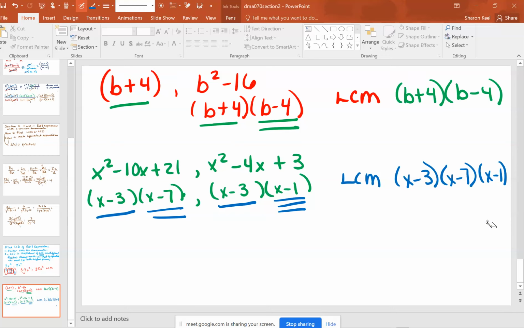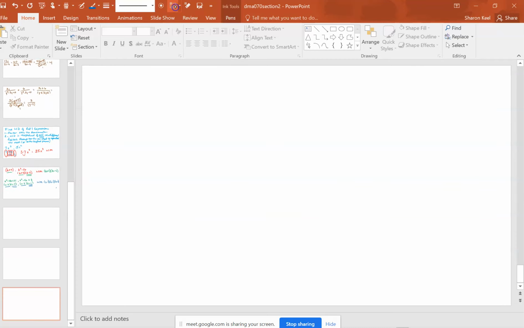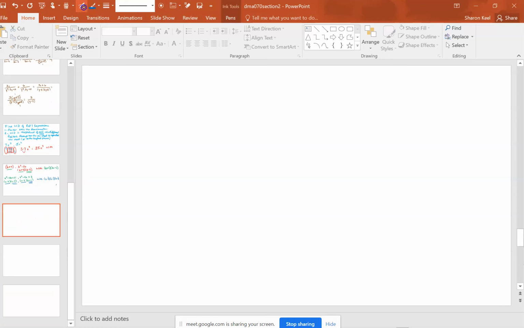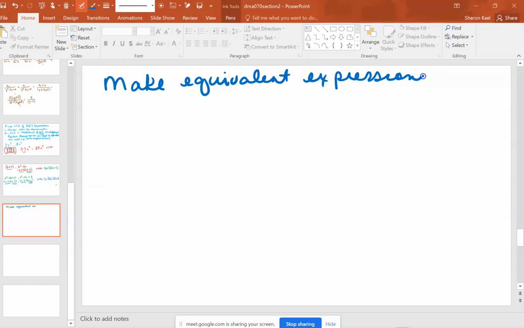The next thing we're going to look at in this scenario is that we're going to make equivalent expressions. Now let me first show you this with just a simple fraction. If I give you, let's say, 2/5, and I want you to have a denominator of, let's say, 20.